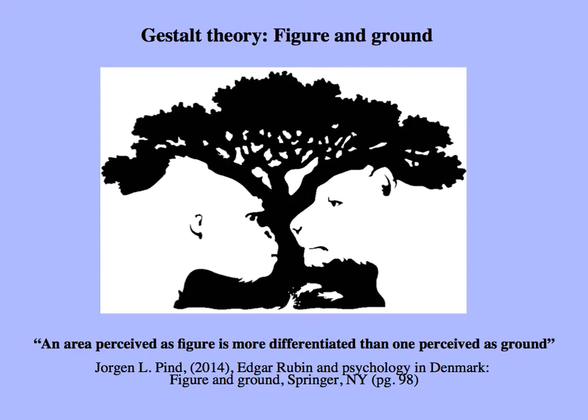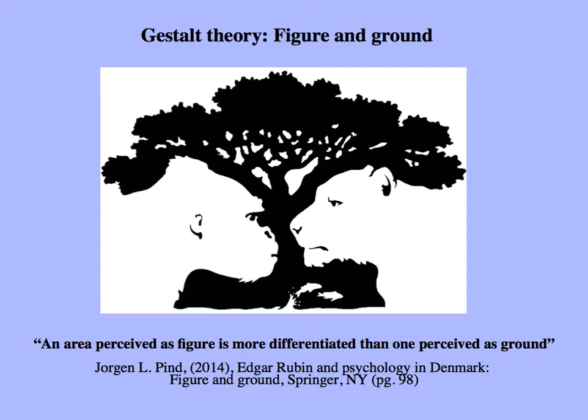So one way this happens is another idea or part of Gestalt theory, figure-ground. An area perceived as figure is more differentiated than one perceived as ground. So looking at this image, I don't know if you noticed the little fish down at the bottom jumping up. They're white against the black background.